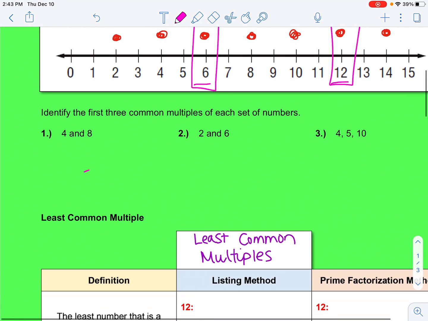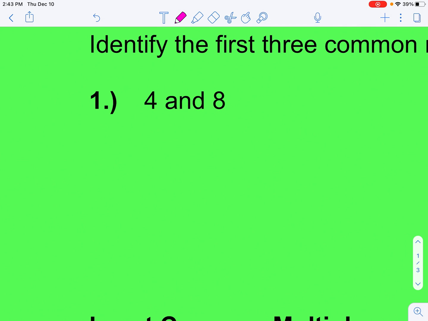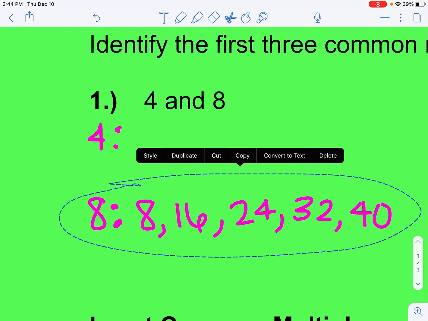Okay, so number 1, we need to find the first 3 common multiples of each set of numbers. So we have 4 and 8. Alright, so we're going to count by 4s and count by 8. I like to start with the bigger number first. Alright, 8. 8 plus 8 is 16. 16 plus 8 is 24. 24 plus 8 is 32. And 32 plus 8 gives us 40.